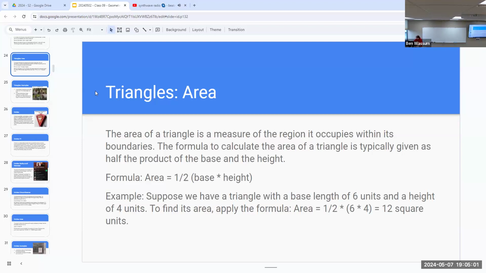So the problem there is that you usually end up having to make right triangles inside of those triangles and turn it into a mess. Sometimes it's a mess, sometimes it's not.